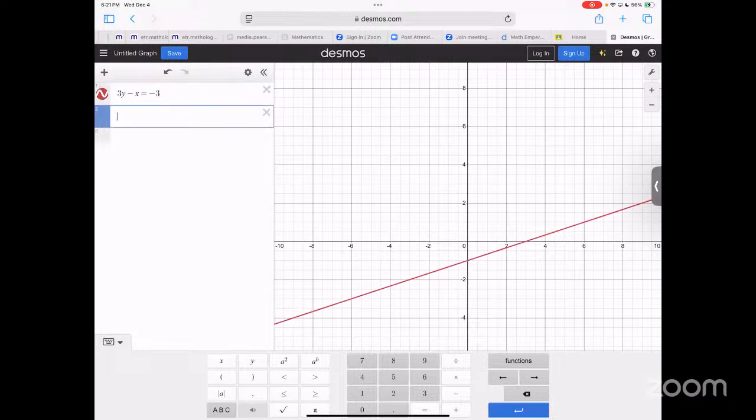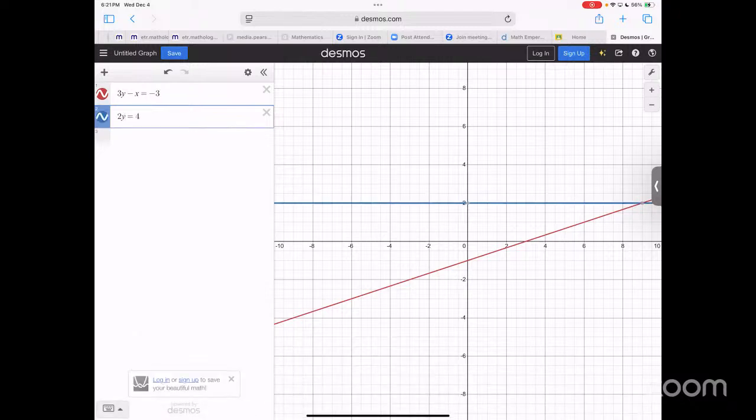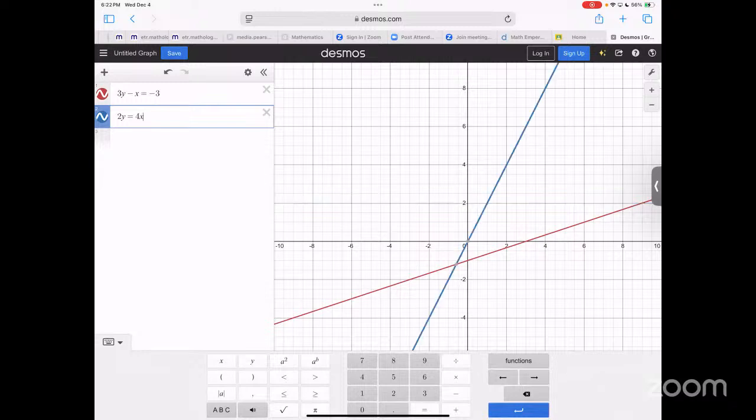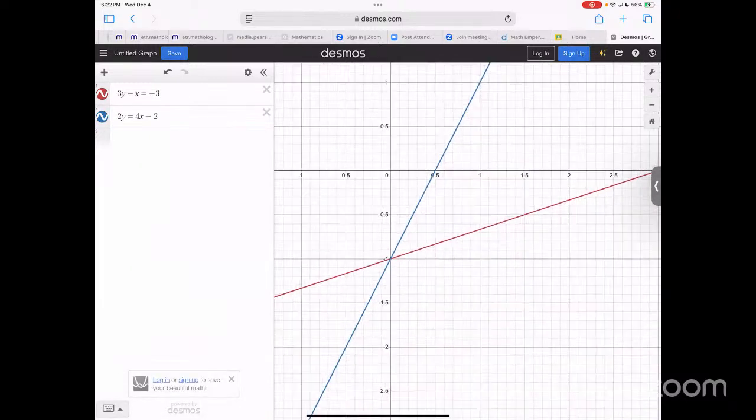What is the next equation? 2y equals 4x minus 2. Now you can clearly see the point of intersection. So let's see, Vishali, can you read the point of intersection?